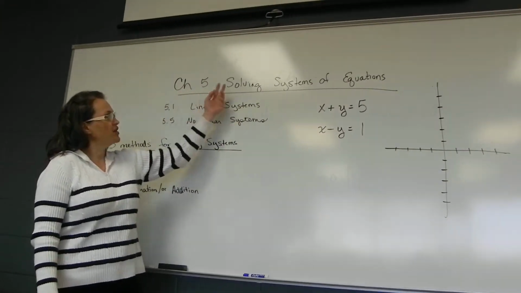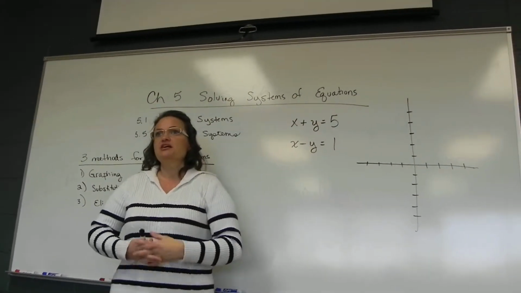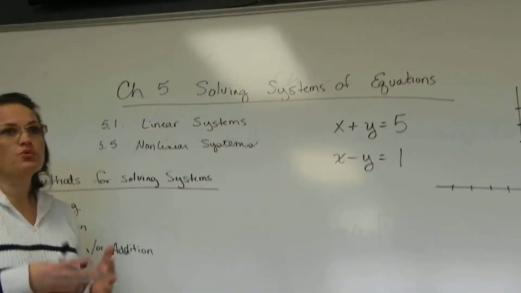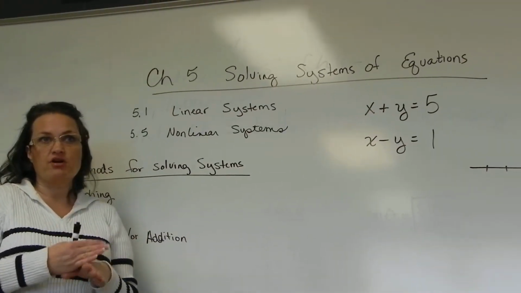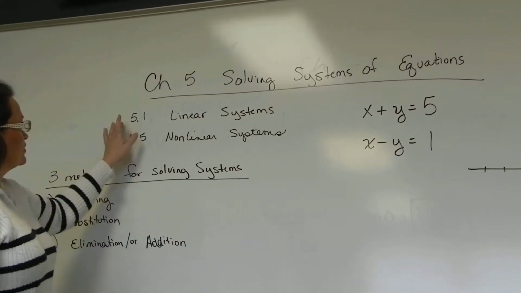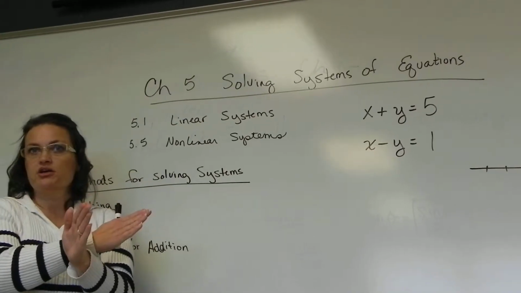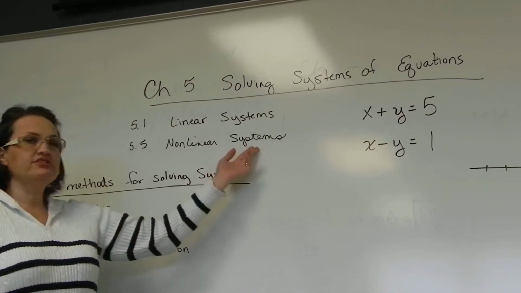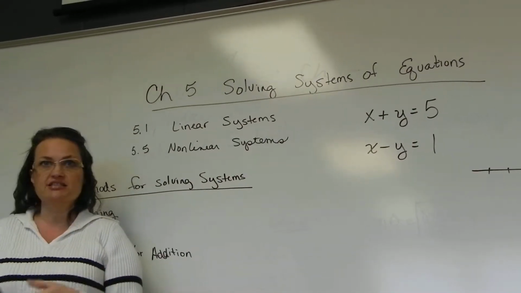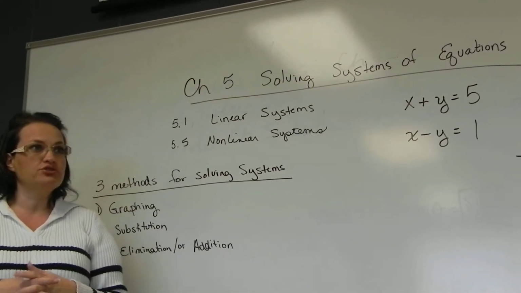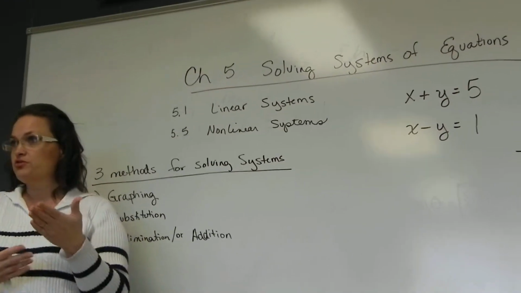Chapter 5 is solving systems of equations. A system of equations is more than one equation, and the solution is where the equations cross, or where they have a common solution. We're going to do 5.1, which is the linear systems, where they're all straight linear equations. And then in 5.5, the nonlinear systems, which is over that stuff you've been doing, like in your quiz today over conic sections. You may have a parabola with a line going through it.